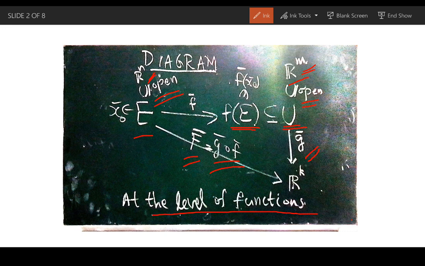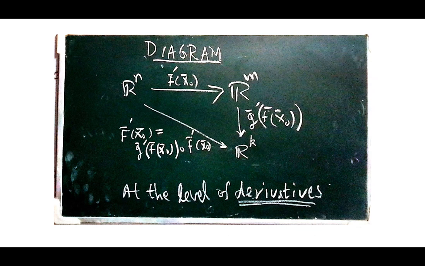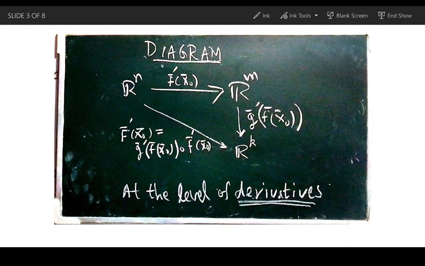Now what does the chain rule say? Chain rule says F dash at x0 is equal to g dash at f of x0 composite with f dash at small x0. So this diagram is at the level of derivatives. f was a mapping from E to Rm, where E is an open subset of Rn. Therefore, as we learned, f dash at x0 is a linear transformation from Rn to Rm.